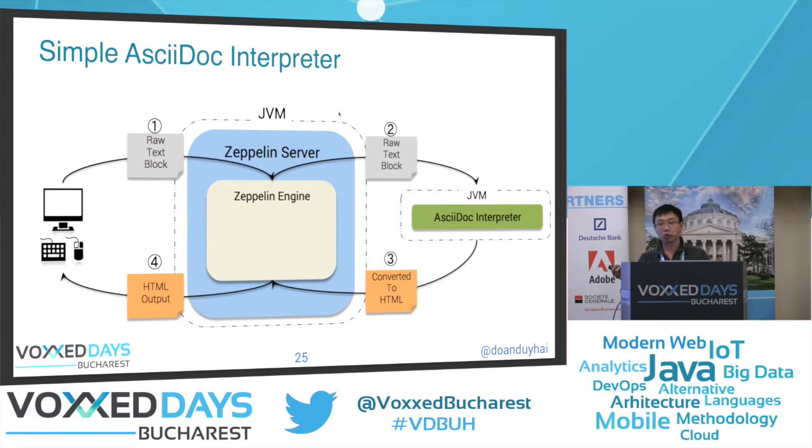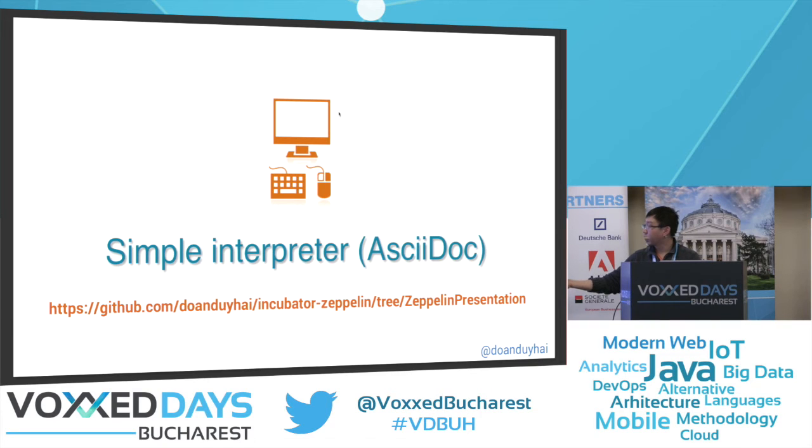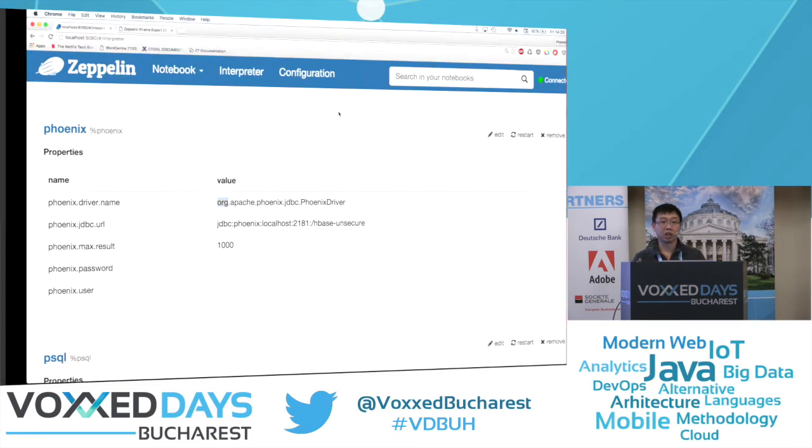So, let me show you how to create an interpreter. Let's take a very simple example, AsciiDoc. AsciiDoc is very similar to Markdown. It is a text formatting language. So the idea here is, I am writing some AsciiDoc from the front end. Zeppelin will just forward it to my interpreter. My interpreter will execute the formatting to generate HTML content, and then I return back the HTML content, and that's all.